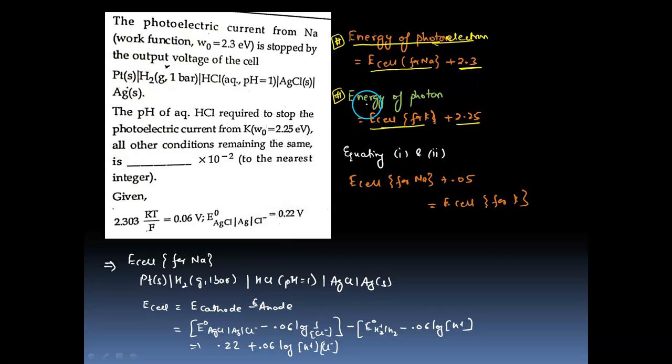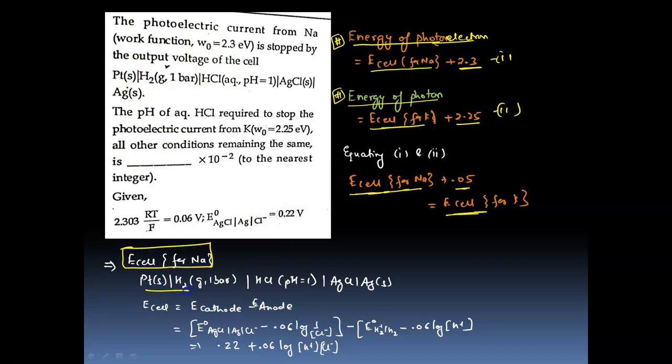And these two should be the same. That is the construction. The photoelectric current has to be stopped. So they have to be the same. So 1 and 2 have to be equated. So what do we get? We get EMF of the cell created for sodium plus 0.05 is equal to EMF of the cell created for potassium. So what is this EMF of the cell which is created for sodium?